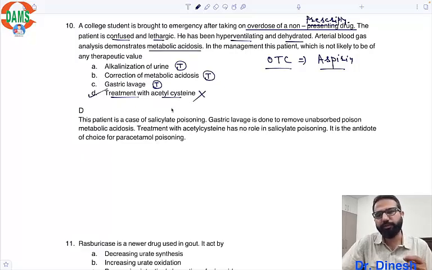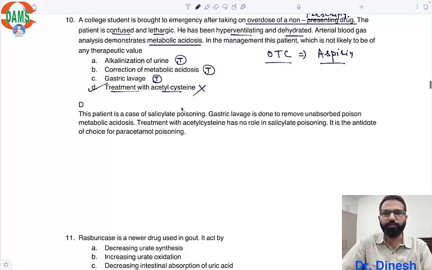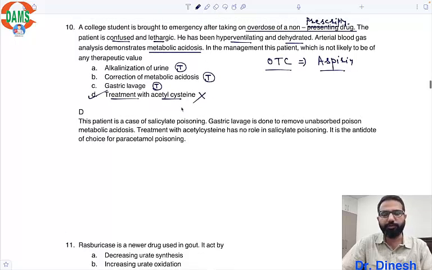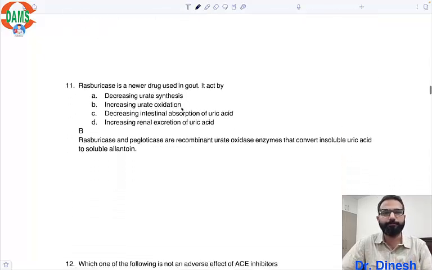Acetylcysteine is used for the treatment of paracetamol poisoning, not for aspirin poisoning. It has no role in aspirin poisoning. In aspirin or analgesic poisoning, it is not used for aspirin poisoning, it is used for paracetamol poisoning.